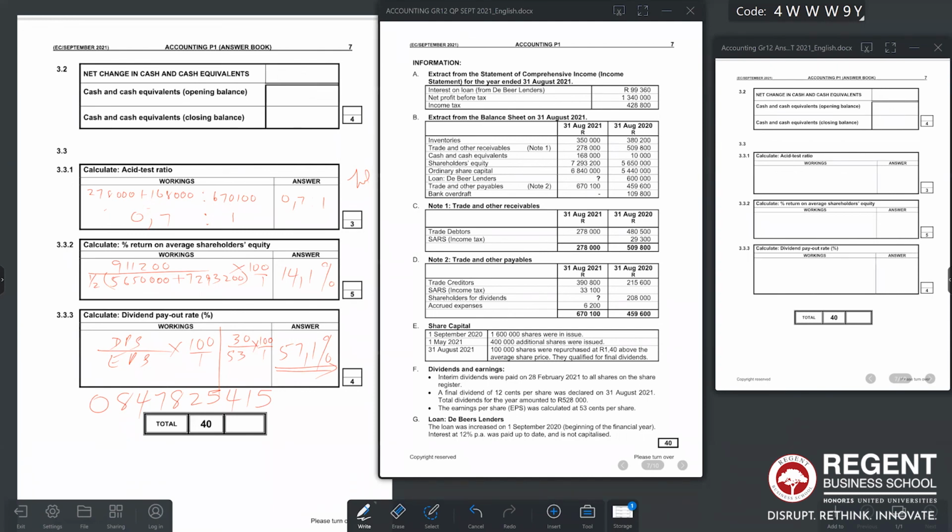Okay, what we will do is for next week, I want to go through paper 2, but I still need to go through the ratios.